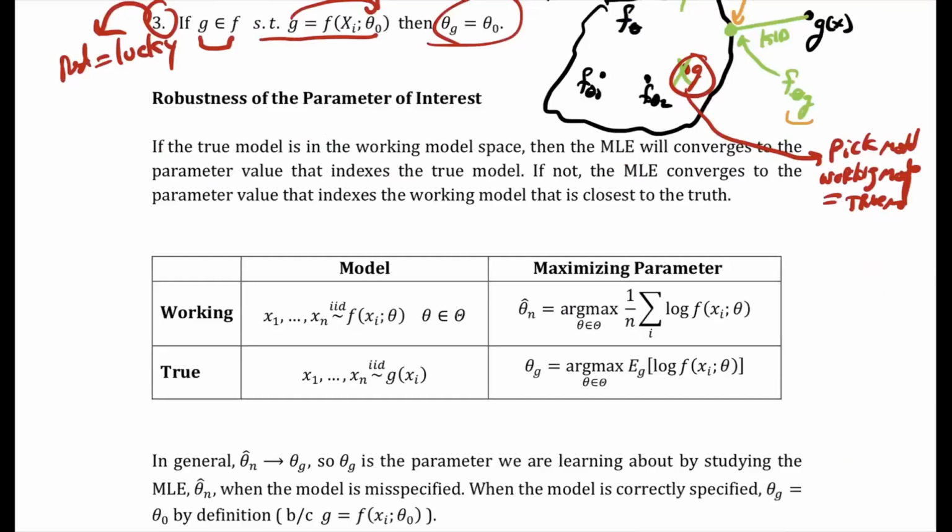Let's do some examples. If the true model is in the working space, then the maximum likelihood estimate will converge to the parameter value that indexes the true model. We know this because we just talked about it. If not, the maximum likelihood estimator will converge to the parameter value that gives you the model that is closest to the truth in terms of Kullback-Leibler divergence. So here's a little table. Here's your model. If the working model is true, then the maximizing parameter is this piece right here. If the true model is outside the model, then of course you're going to end up at that place.